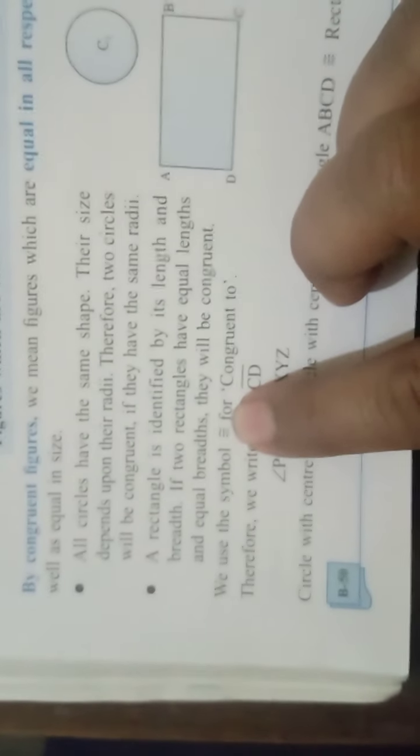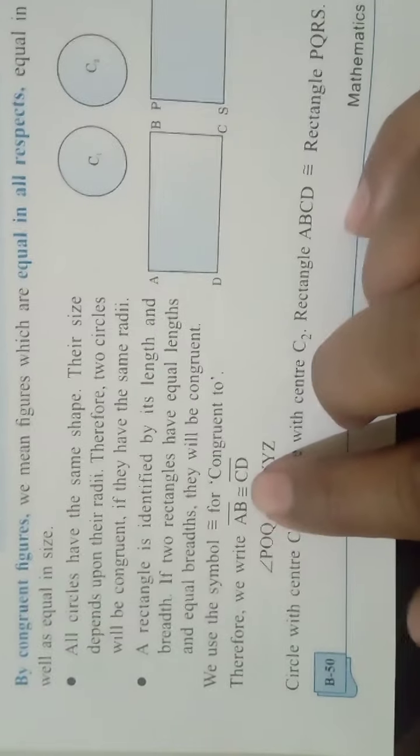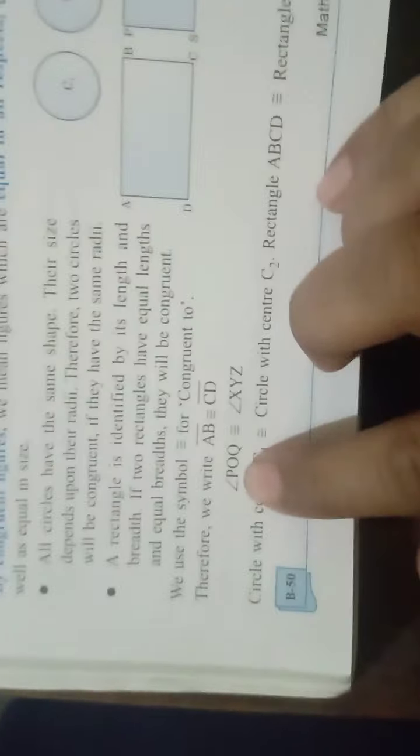Now we use the symbol. This symbol is for congruent, so we write here AB is congruent to CD. Suppose AB and CD have equal length, so we can write it this way: line segment AB is congruent to line segment CD. In the same way, angle POQ and angle XYZ are also congruent.